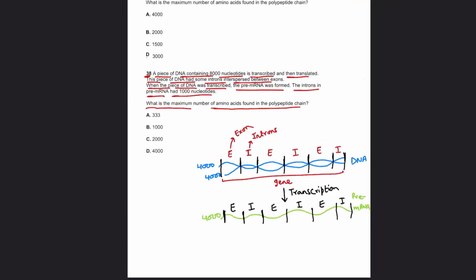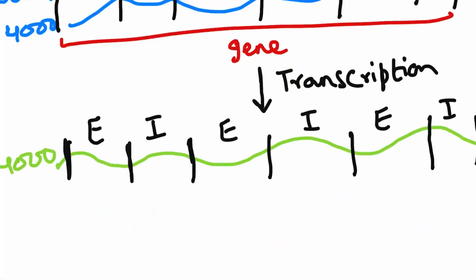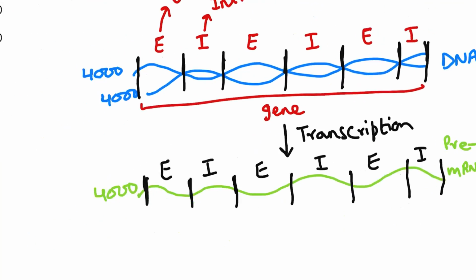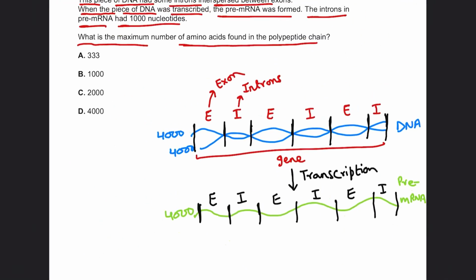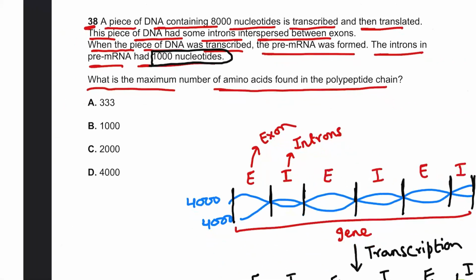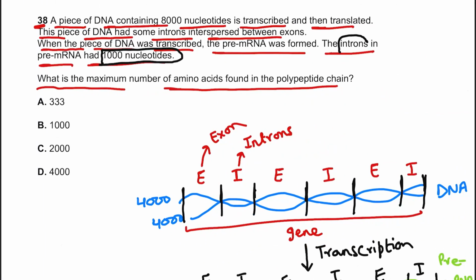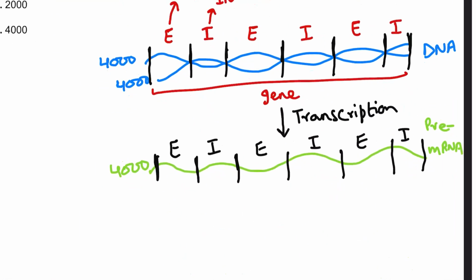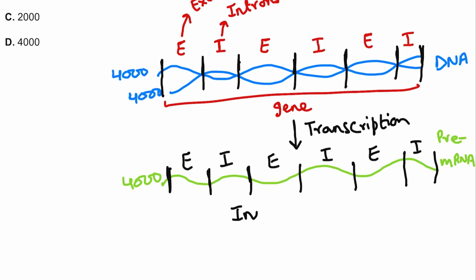So in the question they have mentioned that in the pre-messenger RNA, they're not talking about DNA. They're saying that in the pre-mRNA, 1,000 nucleotides consist of the introns, right? So introns are basically 1,000 nucleotides. So if introns contain 1,000 nucleotides, then what is the number of nucleotides found in exons?